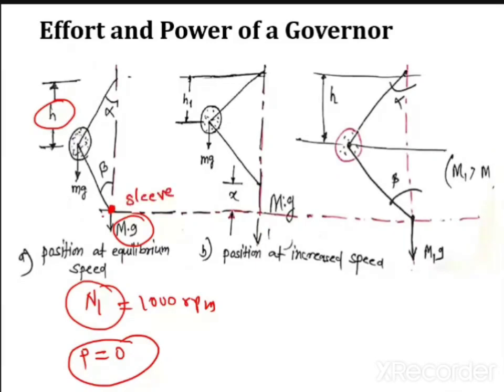Let us say this point is a sleeve. So mg is equal to the downward force which was acting at the sleeve, right? Now let us say that position is at the increased speed. Now let us say that the speed started increasing.